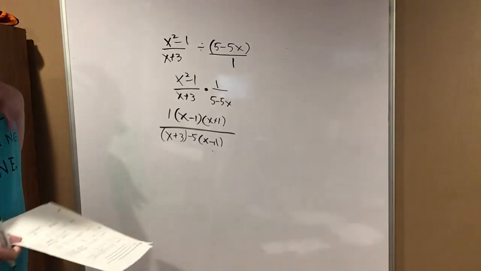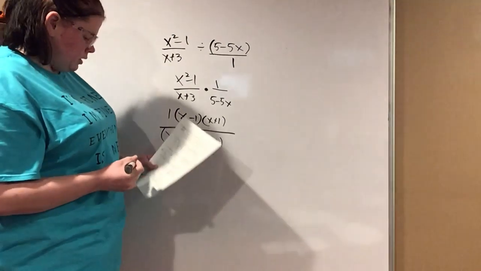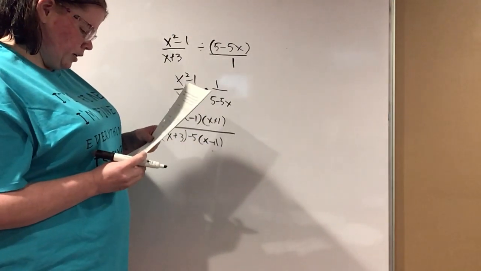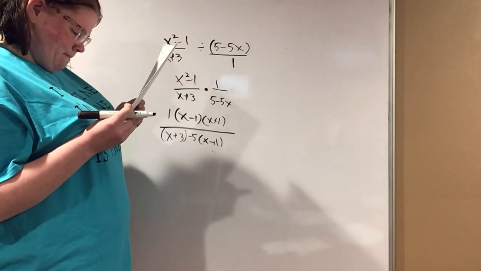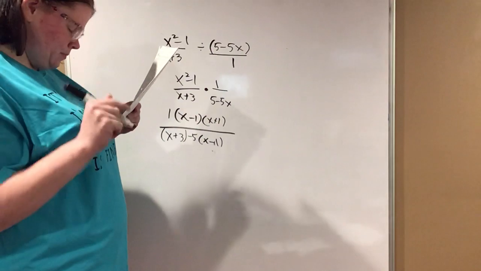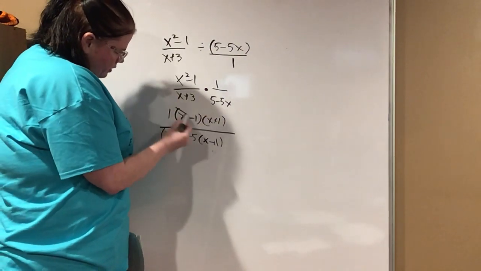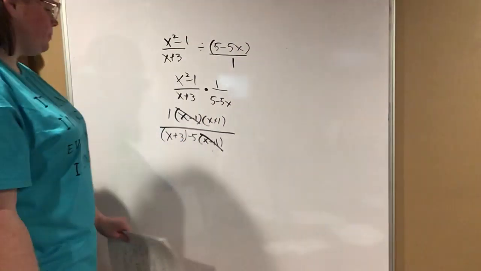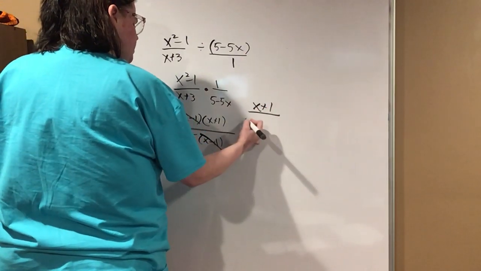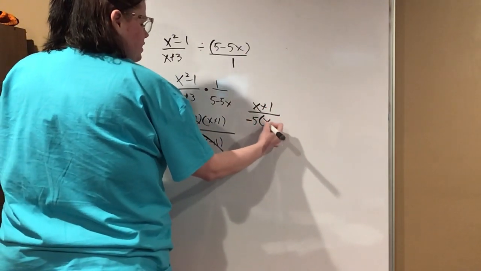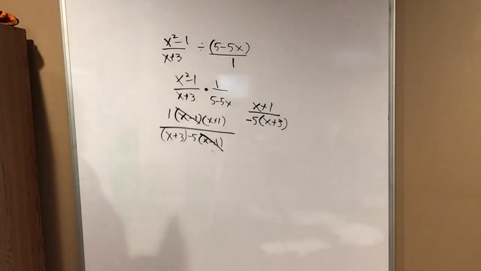And now, let's see what we have in common. Well, it looks like I wrote this down wrong. Again, I always do. Actually no, I wrote it down right, never mind. I take this and this out. And what I'm left with on the top is an x plus 1, and on the bottom is a negative 5 times x plus 3. And I have just rationalized that expression.